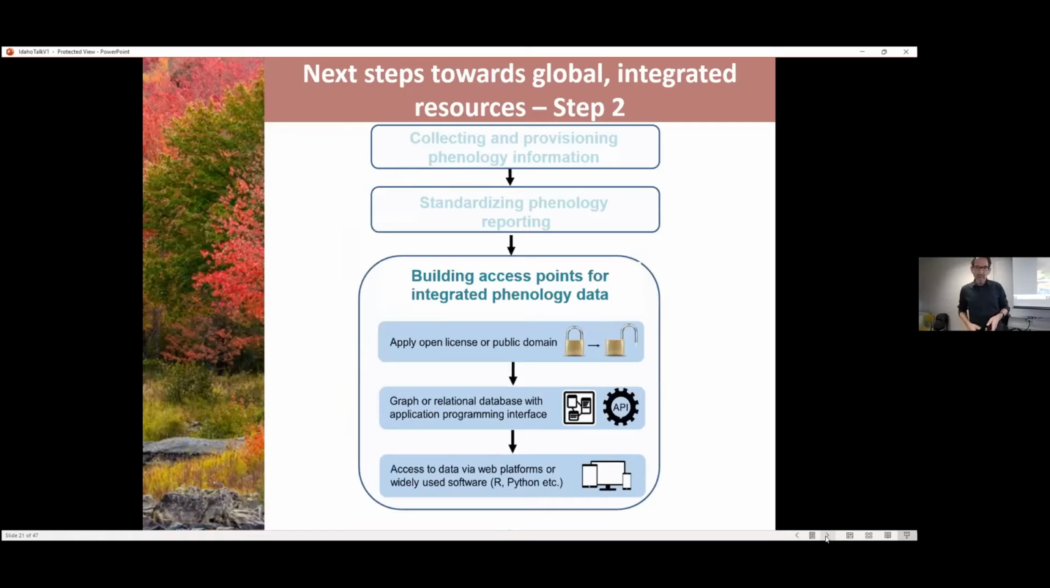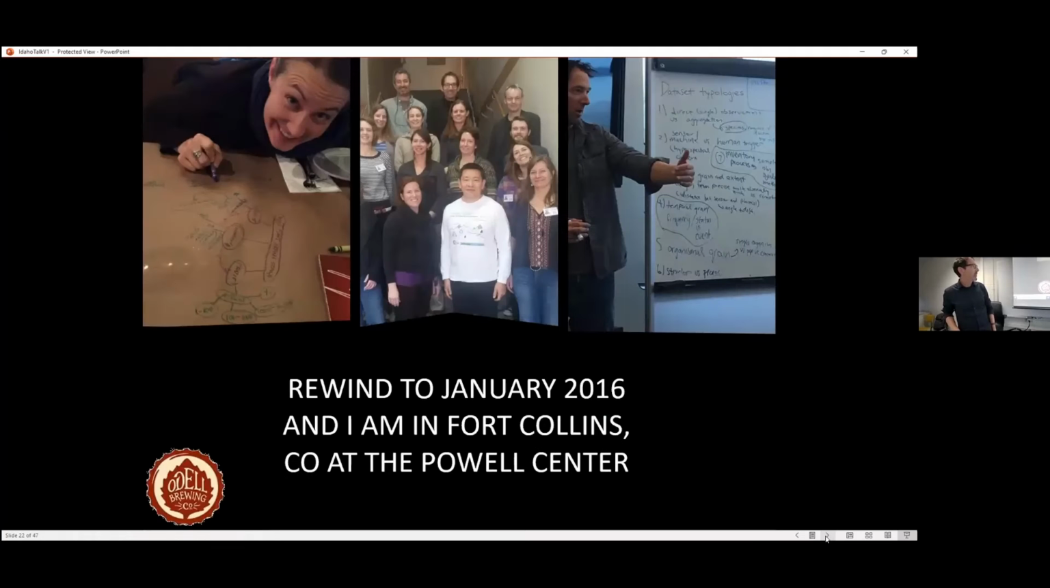And then what you want to do is make that available openly, and you want to build graph databases, and make available ways to access those databases via APIs and then wrap them up for people to do data science-based workflows, right? So this is what we've been doing for a long time now, trying to develop these kind of coordinated resources. And it starts for me actually in 2016 in Fort Collins in the middle of winter. This was a group of people who got together to talk over how to build interoperable phenology data. We were super lucky to get to do that.